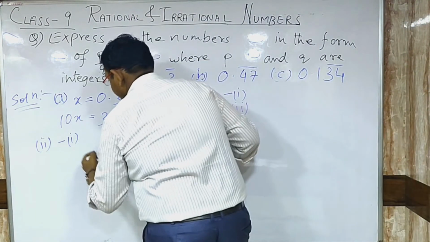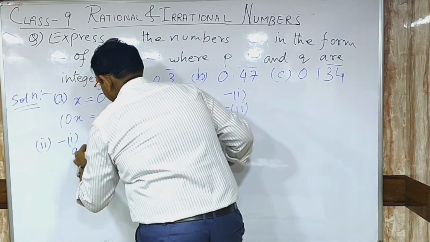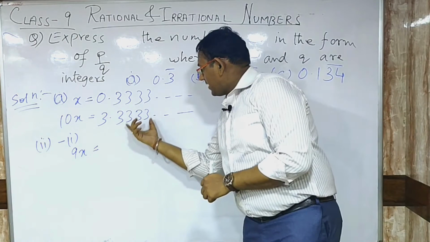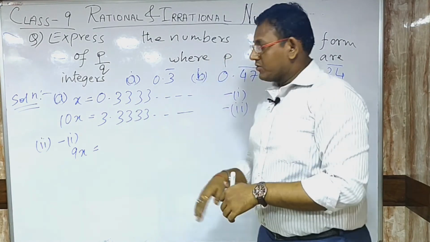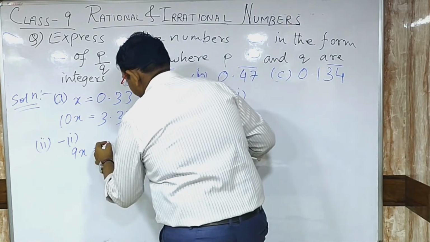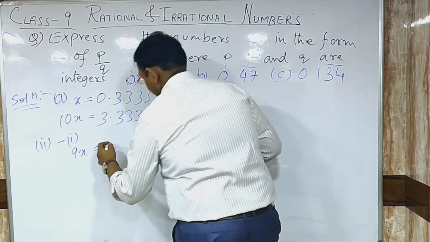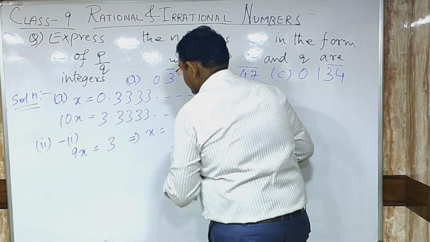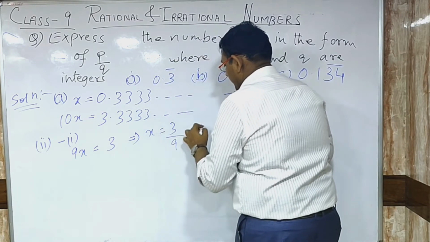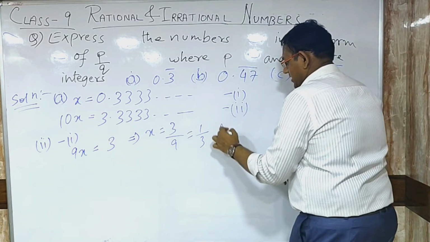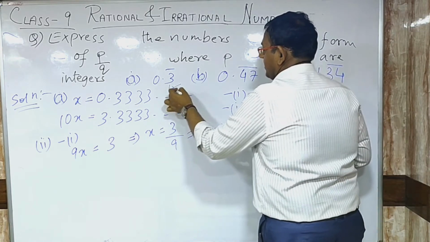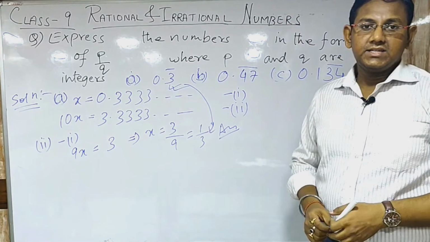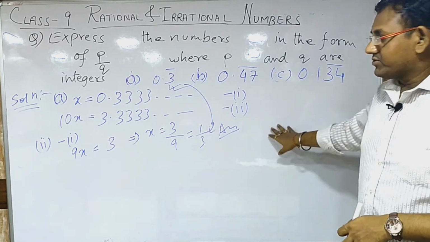So 10x minus x will give you 9x. If we subtract, see, the decimal part in both cases is the same, so the decimal part will cancel itself and we are getting 3 minus 0, which is 3. Now we can represent this as 3 by 9, which will give you 1 by 3. So this recurring number is equal to 1 by 3. I hope you understood this one.